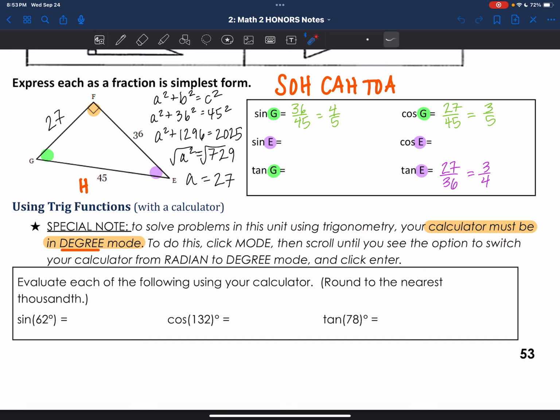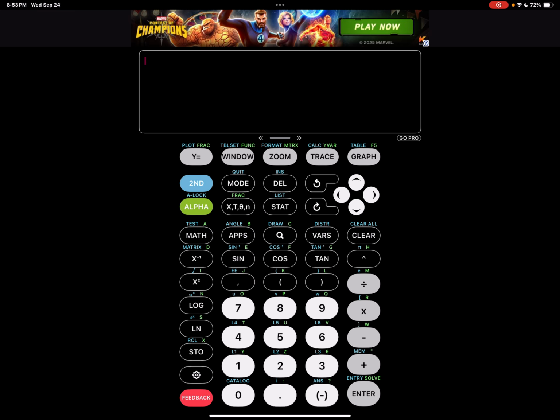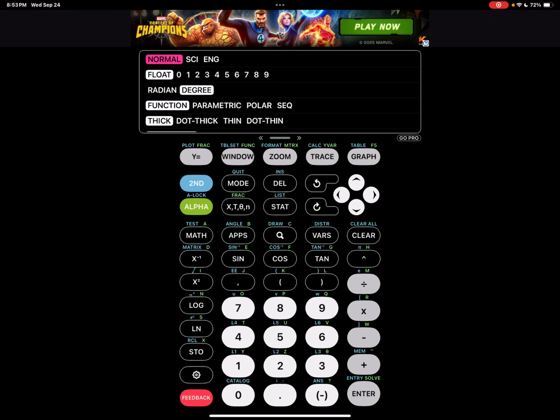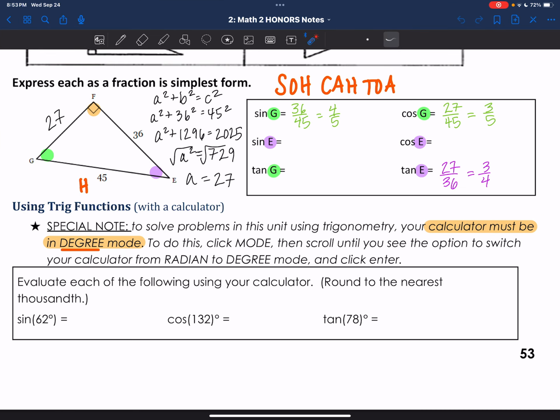You're going to click mode, and then make sure it says degree. So that's radian, that's degree right there. Once you've got that, then you're good, and you can go back. So you're going to switch from radian to degree and then click enter. All right, so we're going to evaluate the following using your calculator, rounding to the nearest hundredth.